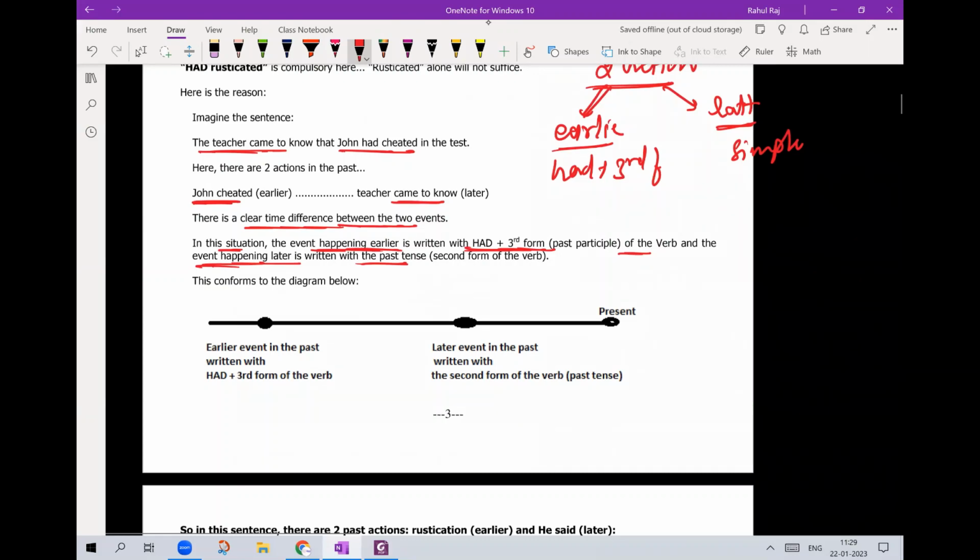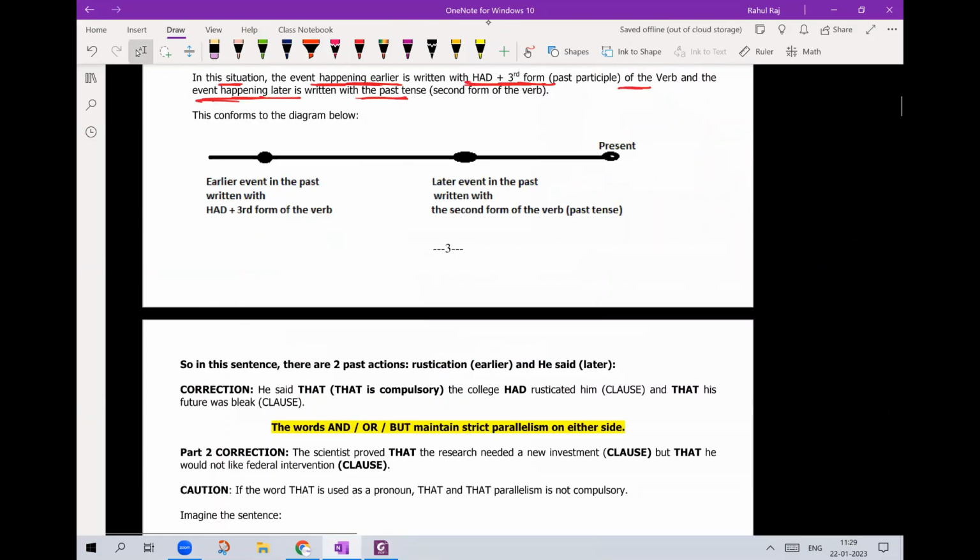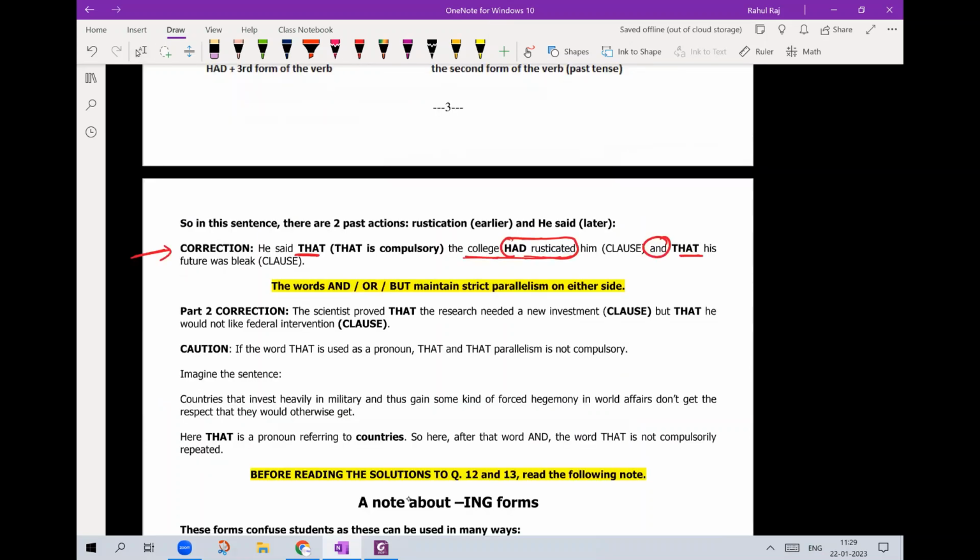So now come down to the actuals. Now I hope this is very clear. He said that the college had rusticated him and that his future was bleak. So this had is extremely important, and the second clause should start with that. Simple logic, nothing to worry about. Now, guys, this is one of the most important statements of this book. Will come down to this, don't worry.